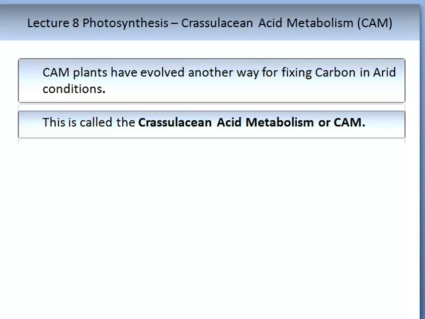So now we're going to move away from C4 metabolism and look at another class of metabolism. That is Crassulacean acid metabolism, or CAM for short. I prefer to refer to these plants as CAM as it's much easier to say than the full term. CAM plants have evolved another way of fixing carbon in arid, dry conditions.